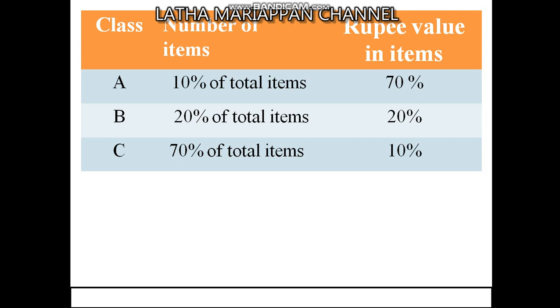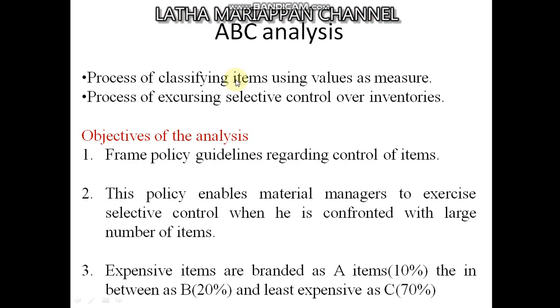Okay. So, this and all is coming under your ABC analysis. We will see in much detail what ABC analysis is. ABC analysis is the process of classifying items using values as measures. As I said, 10%, 20%, 70%, like that you have to classify A, B, C items. It is the process of exercising selective control over inventories.